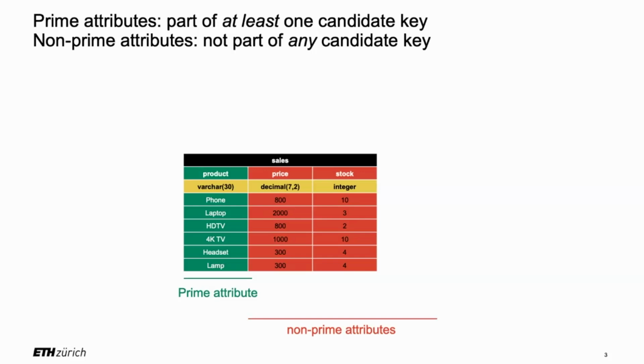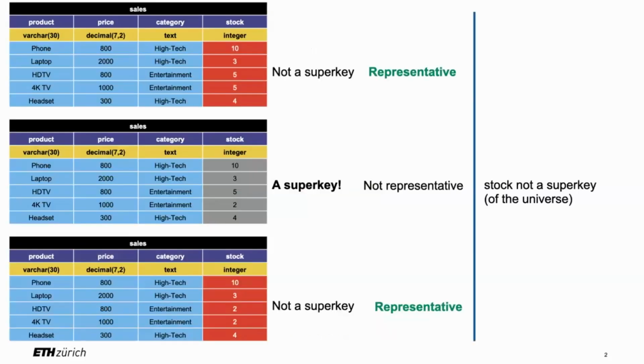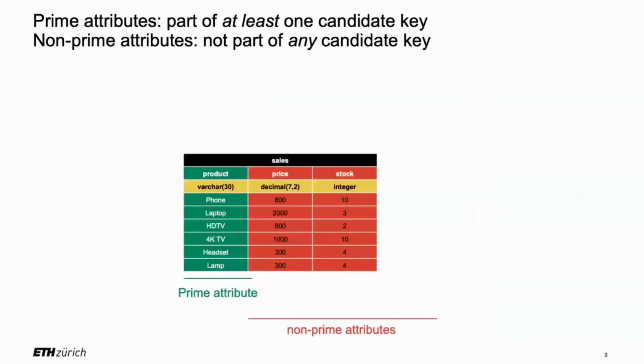So now let me give you one more definition. That definition is called a prime attribute or a non-prime attribute. And here again, I'm looking at a table universe, or I'm looking at a table that doesn't have any accidental super keys. So a table that is representative of the universe. For example, I'm looking at the first or the third one, but not the one in the middle.